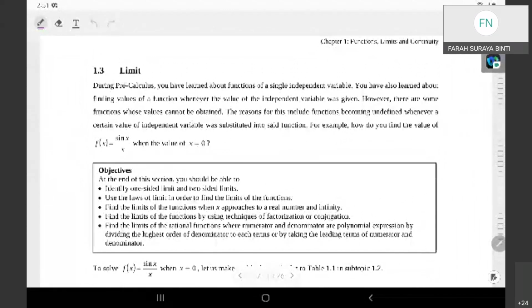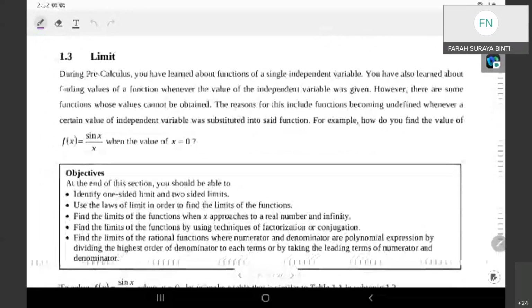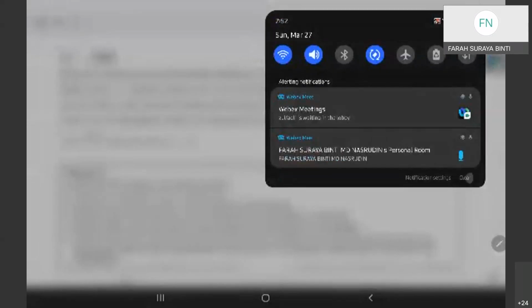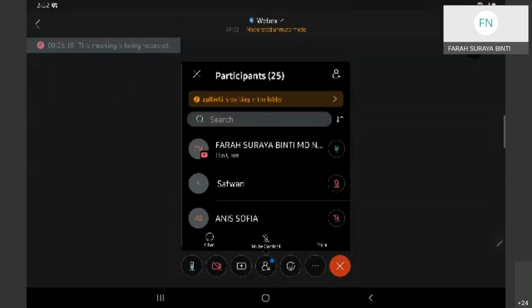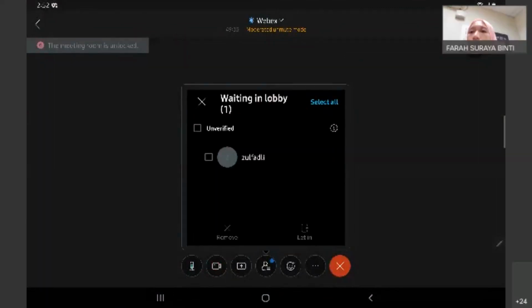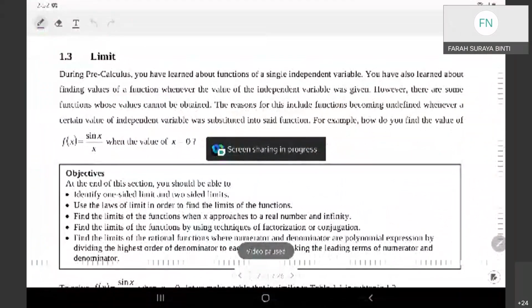So kita masuk dekat limit. Okay, limit of a function. Okay, ini perkara baru. Awak tak pernah belajar lagi. Dekat pre-calculus tak ada, dekat sekolah tak ada. Limit of a function. Okay, ini fahamkan betul-betul. Dengar betul-betul, fahamkan betul-betul. Sekejap saya tengok balik ada tak yang baru nak masuk. Okay, limit.